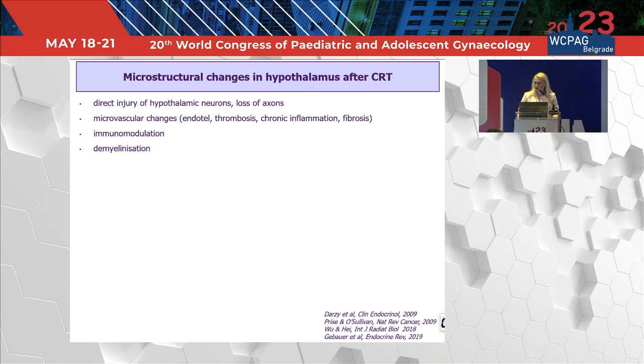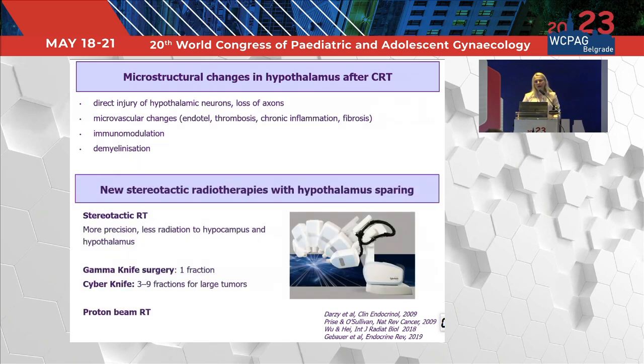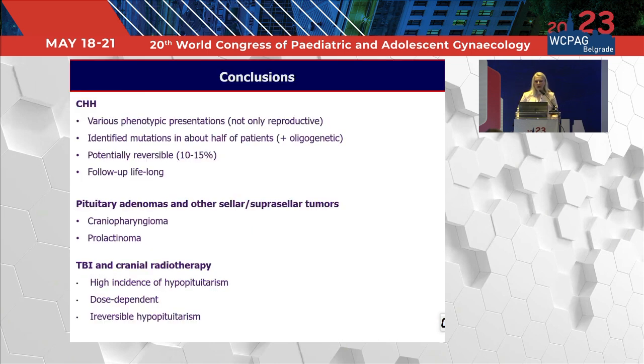There are many damages in their hypothalamuses, and nowadays we have new stereotactic techniques of radiotherapy which may be introduced to these patients, like gamma knife, cyber knife, proton beam, and these techniques are more precise and they spare the hypothalamus. In conclusion, I presented some data about congenital forms of hypogonadotropic hypogonadism and these acquired forms, and we will discuss later on about what you're interested in. Thank you.